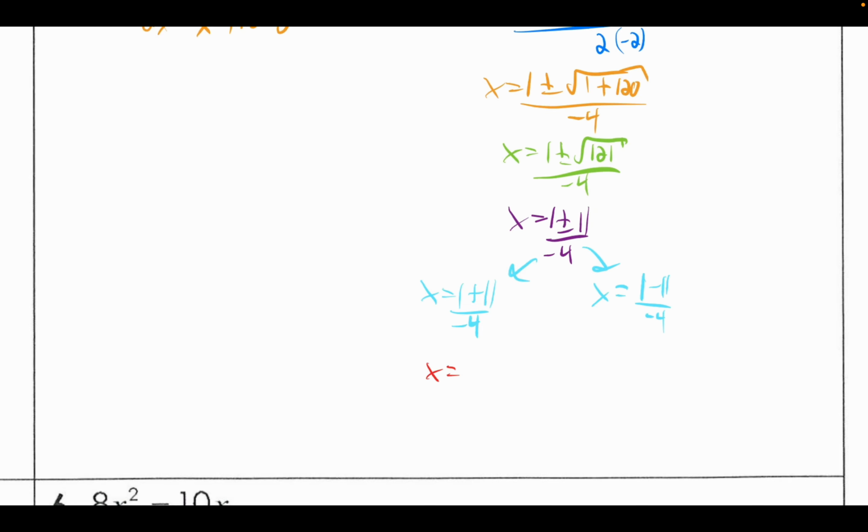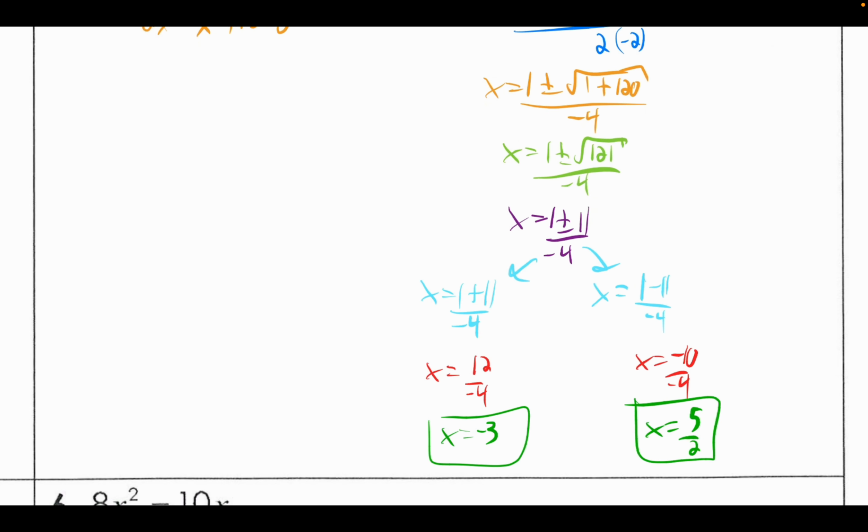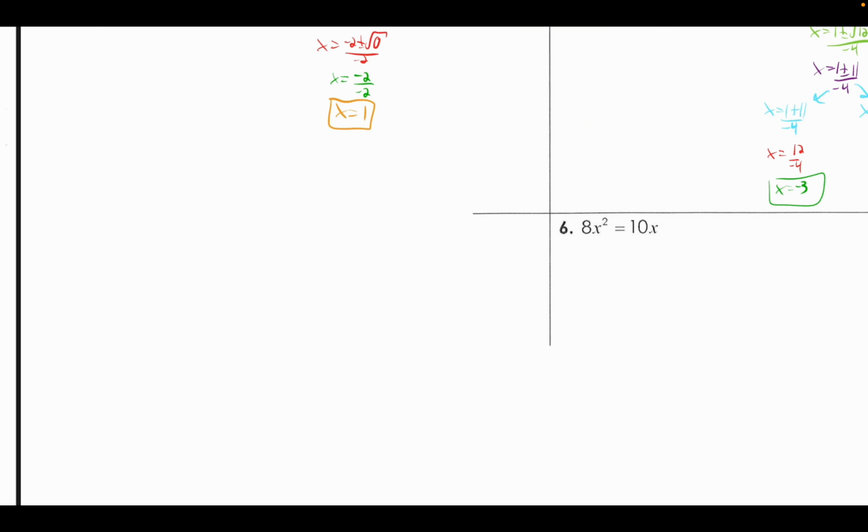So the left one here ends up being 12 over negative 4, whereas the other one ends up being negative 10 over negative 4. And this left one ends up giving me negative 3, whereas the right one gives me positive 5 over 2. And those are my two answers. Moving on to number 5.